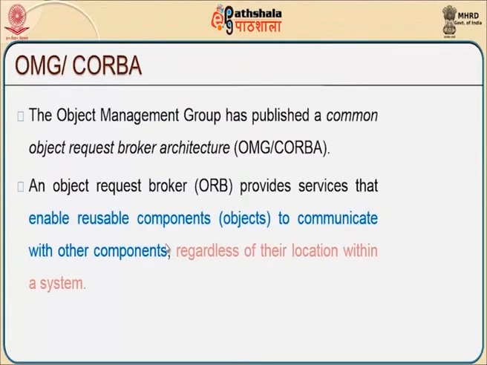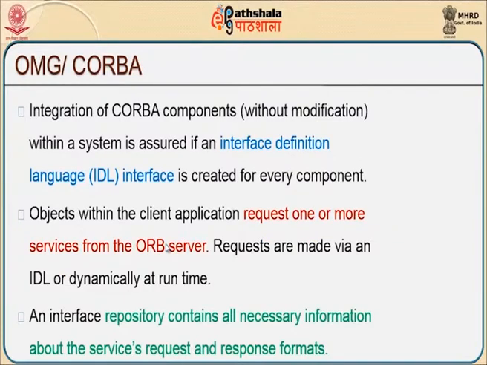If you look at the Object Management Group's CORBA, this has established a common Object Request Broker Architecture, and an object request broker provides services that enable reusable components to communicate with other components. By use of this ORB, the object request broker, any number of objects can be reused to communicate with other components regardless of their location within a specific system. Just by calling, it can communicate with others. That is what we have termed collaboration from the object oriented perspective of the component model.